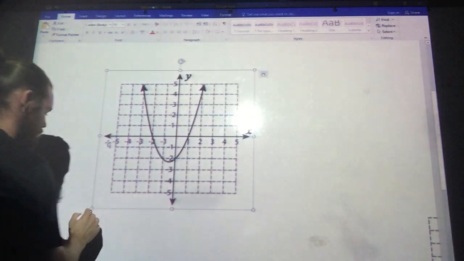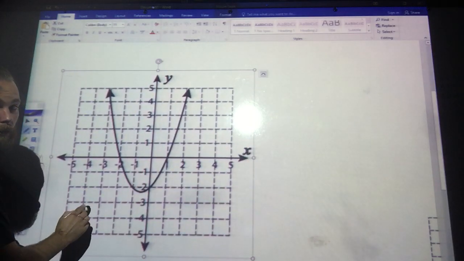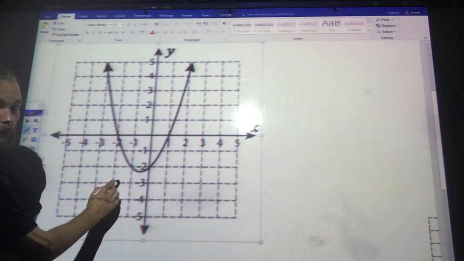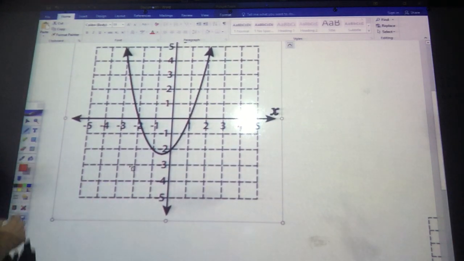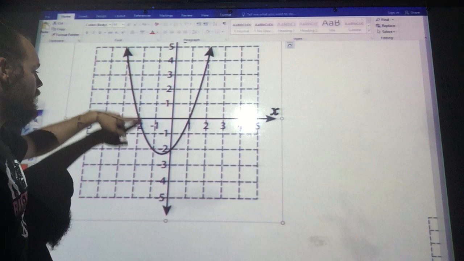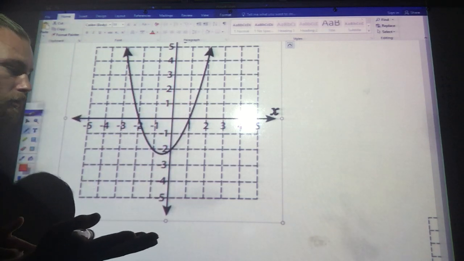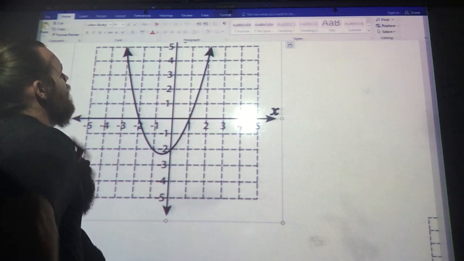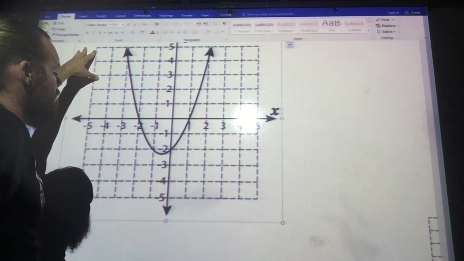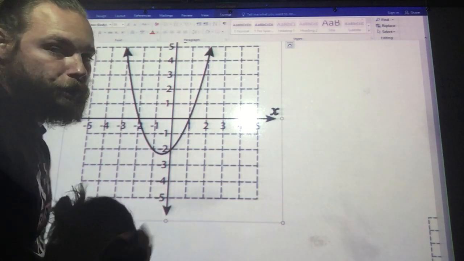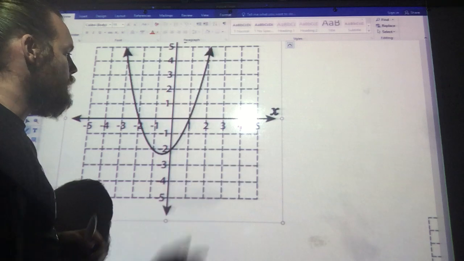All right, last graph. Okay, so again, we can tell some stuff just by looking at it. We know that the parabola is positive, so that means the a value is going to be positive. Now, looking at this one, we have some values that aren't exactly perfect, but it's okay, because usually your STAR test will give you some choices, and you can play with it there.